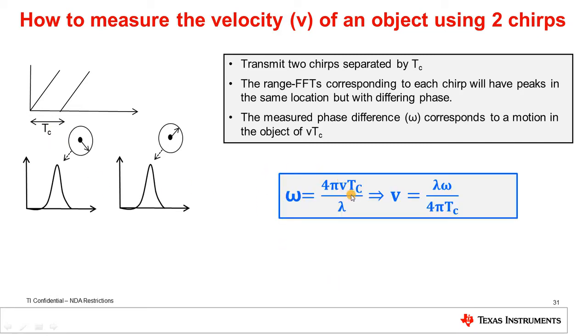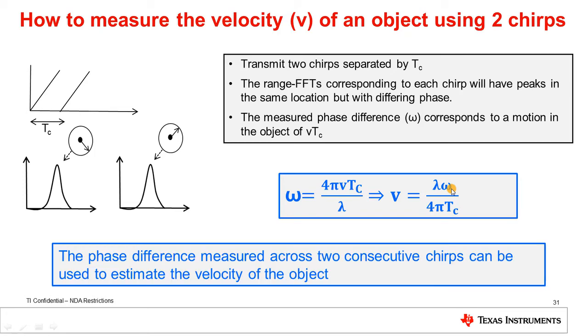So this is the equation here where the phase difference between the phases of the peaks corresponding to these two transmitted chirps is given by 4 pi times the distance that the object has moved during that period divided by lambda. And then rearranging this equation, you can directly estimate the velocity from this measured phase difference. So the takeaway here is that the phase difference measured across two consecutive chirps can be used to estimate the velocity of the object.